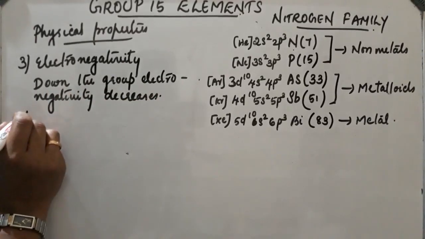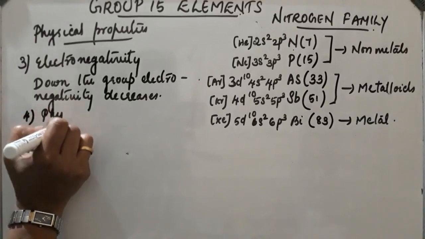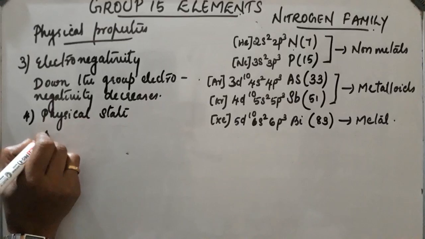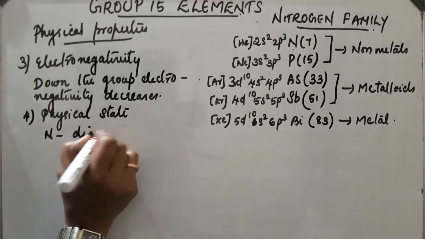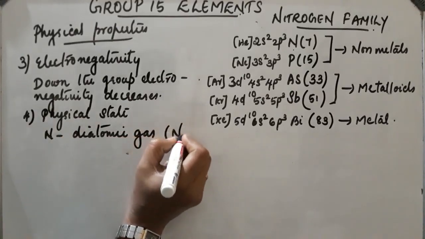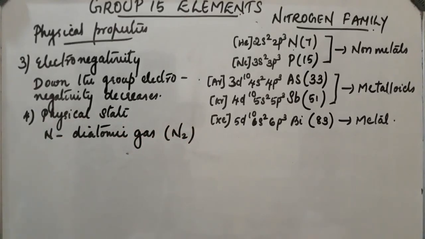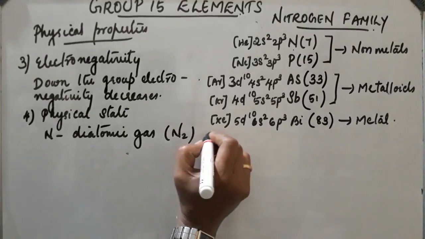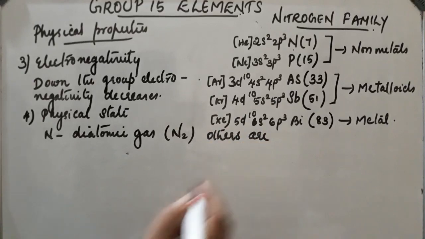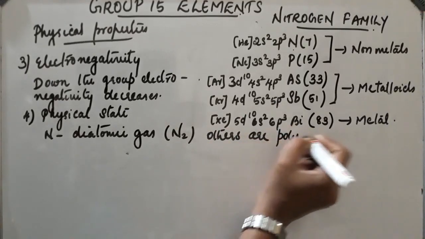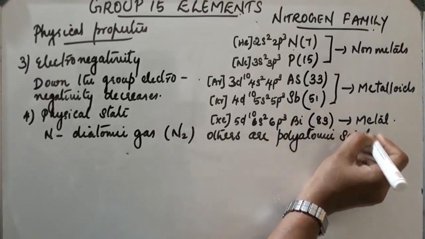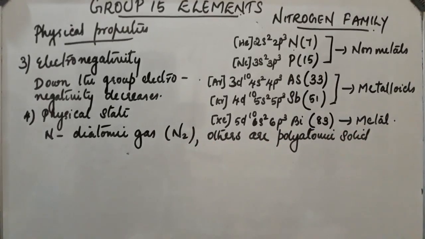Next, fourth point, physical state. Nitrogen is a diatomic gas. All others are polyatomic solids. Next, what about boiling point?